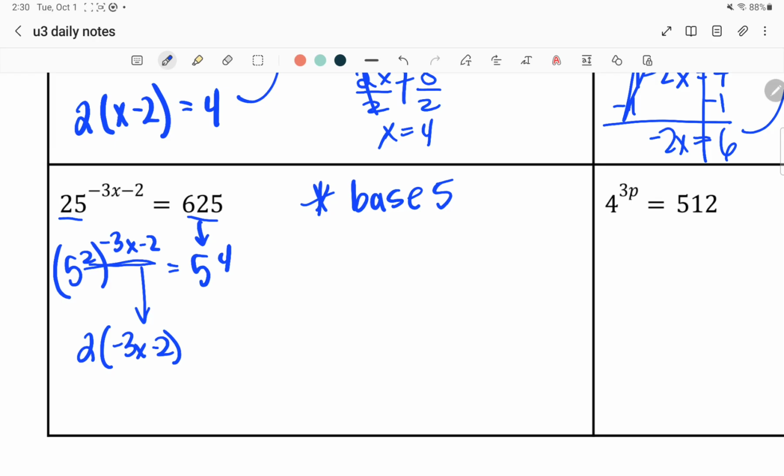Notice I'm switching where the parentheses are, because what I'm saying is 2 times this whole thing. So as I rewrite it down here, I'm rewriting -3x minus 2 as its own bubble, even though it's not in parentheses up here. It needs to all stay together until I have properly combined the 2 with it. And that's just the easiest representation for this. Okay? So, distribute and solve.